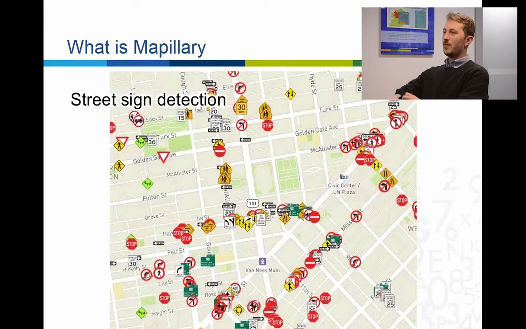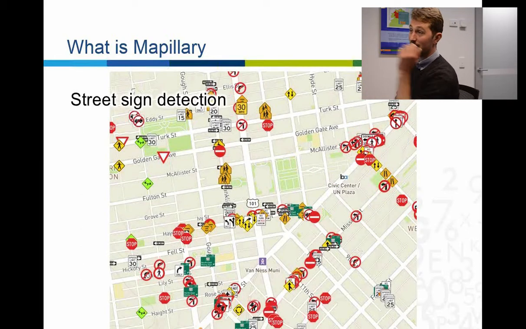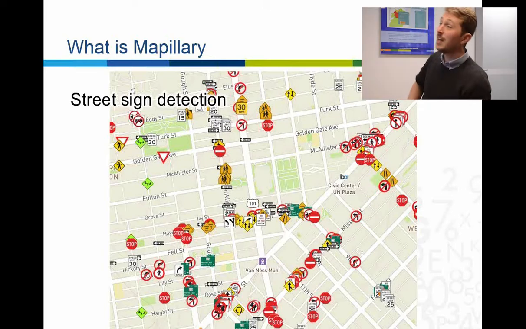I'll just go through a few of these image detection features. We can see here they have an extensive street sign detection library. Each one of these points on the map is actually a photo that's been taken and had a street sign identified in it. You can obviously imagine the potential for this in things like asset management.